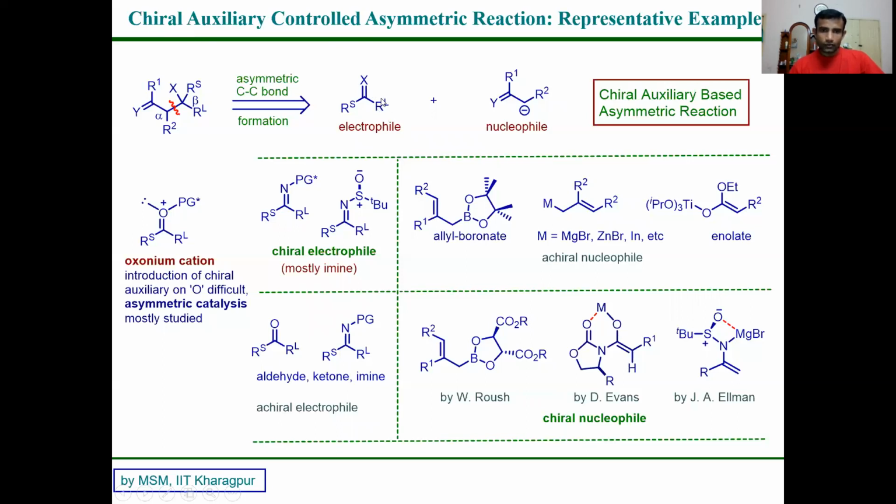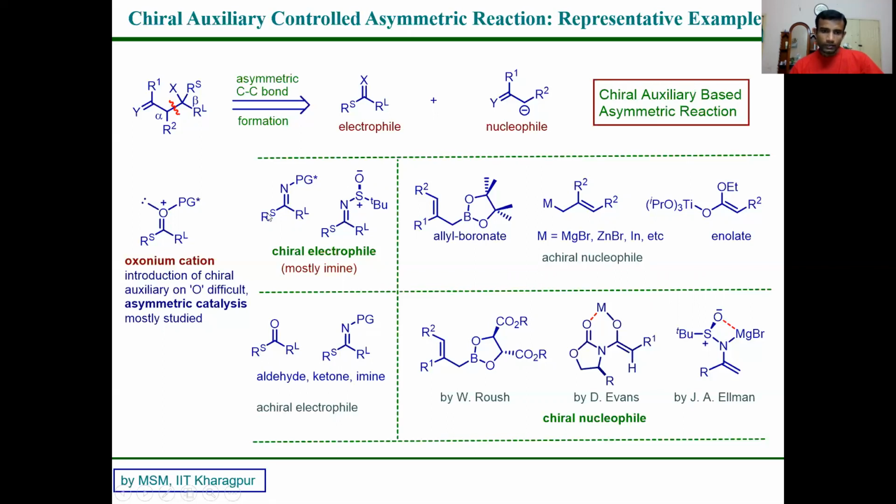So for the electrophile, you can have two electrophiles. One is the carbonyl, one is the imine. So in the imine case, you have a protecting group. You can take this protecting group itself as chiral, and that can direct your addition. There are several auxiliaries known. Okay, I have drawn only one, which is very famous actually. It's called sulfinyl imine. So this is chiral sulfoxide. So this directs addition of nucleophile very efficiently.